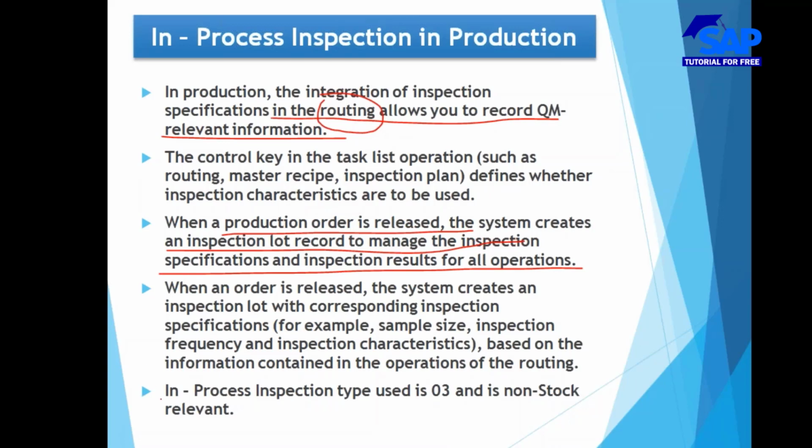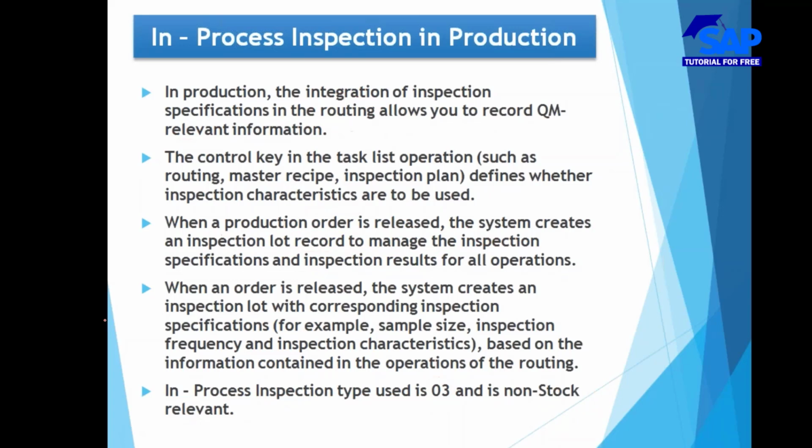The in-process inspection type used is 03, which I have just told you, and it is non-stock relevant. This is very important. Non-stock relevant means you don't know the stock yet, what stock you produced, since your production is still going on. So there will not be any stock posting. I'll show you that.